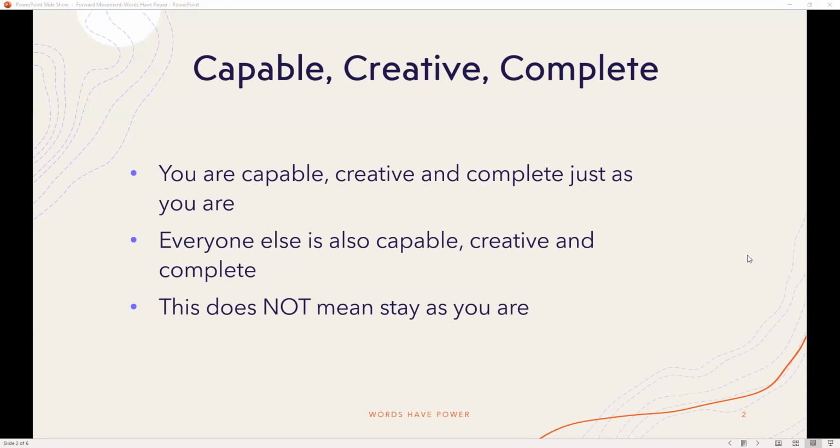Now, when we're talking about forward movement, this does not mean that you stay as you are. Even though you are capable, creative, and complete as you are, to have forward movement means that you're not going to stay as you are. You want to continue to move forward so that you can unleash your potential.